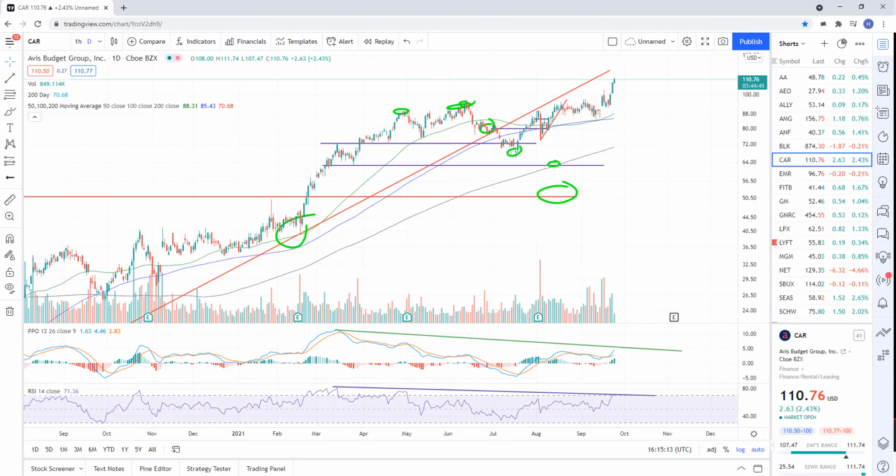These individual trade ideas have a higher probability of being successful if you have the broader markets trading in your direction as well. So that's very important.